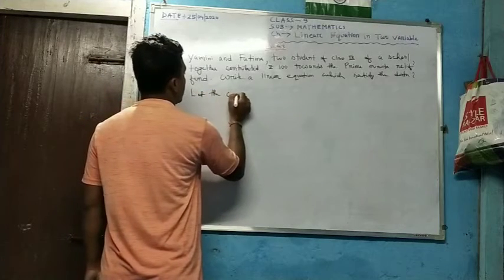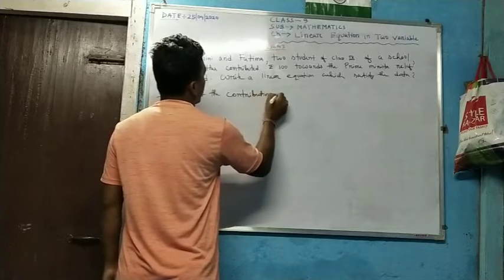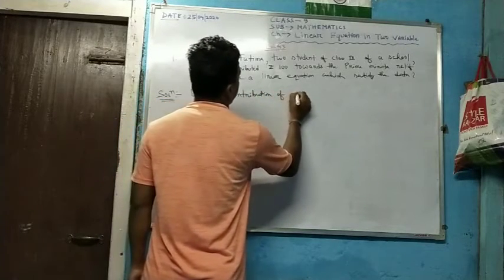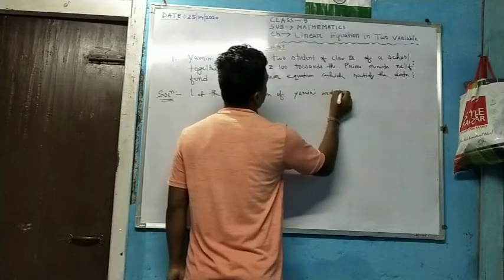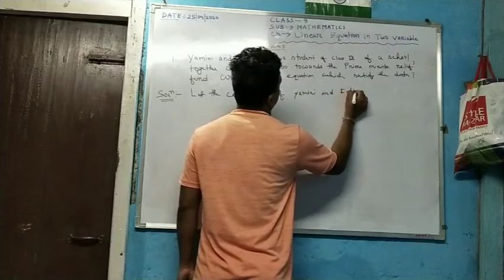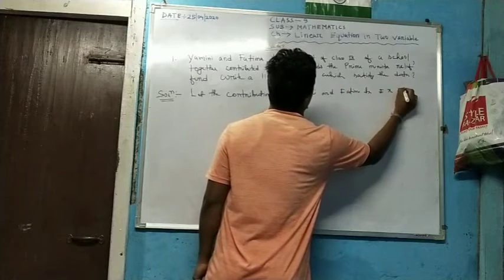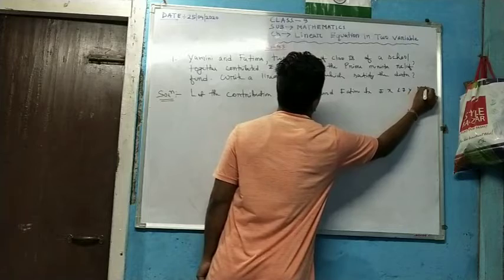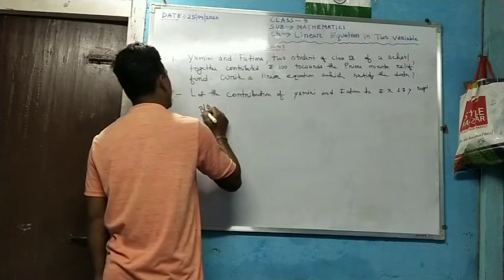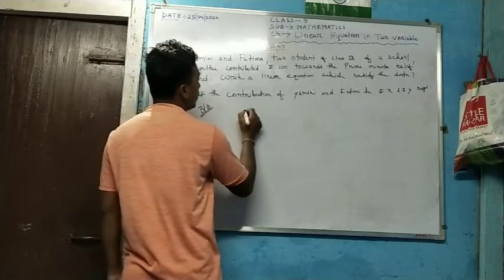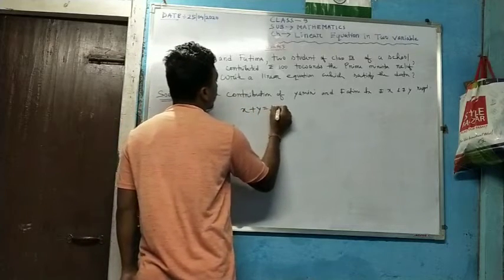Let the contribution of Yamini and Fatima be ₹x and ₹y respectively. So according to the question, what can I write? Both of them together contribute ₹100. So the linear equation will be x plus y equal to 100.